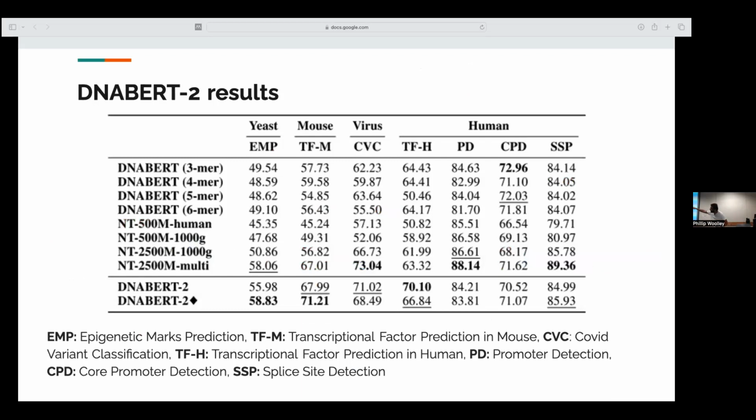And lastly, we'll just look at some results. The first 4 are the DNA BERT results, and the next 4 are the nucleotide transformer results, and the last one is the DNA BERT2 results. And these are for all different tasks.